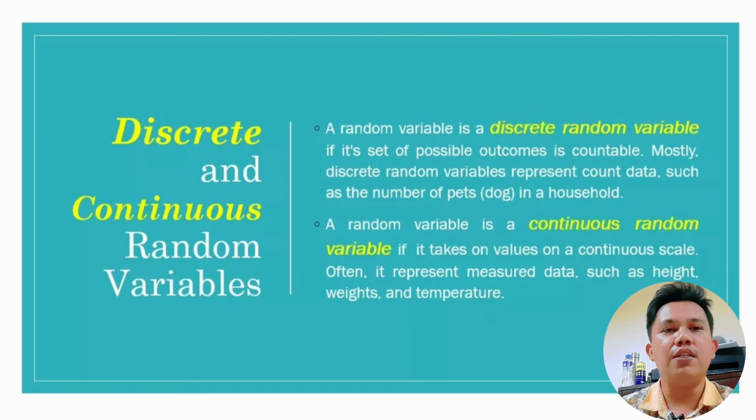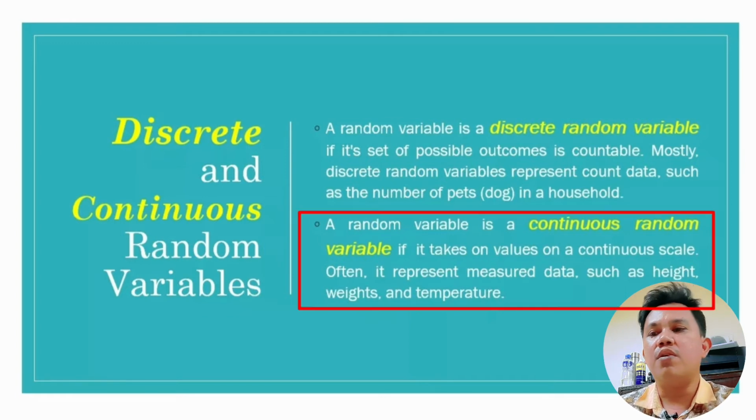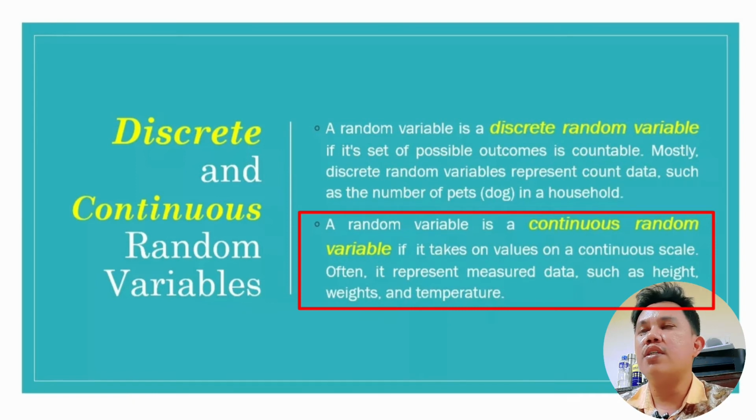So punta naman tayo dito sa continuous random variable. Ang sabi rito, a random variable is a continuous random variable if it takes on values on a continuous scale. Often, it represents measured data such as height, weights, and temperature. Itong continuous random variable na to, hindi siya naka-full numbers, no? Ito yung mga set of data na hindi siya fixed.